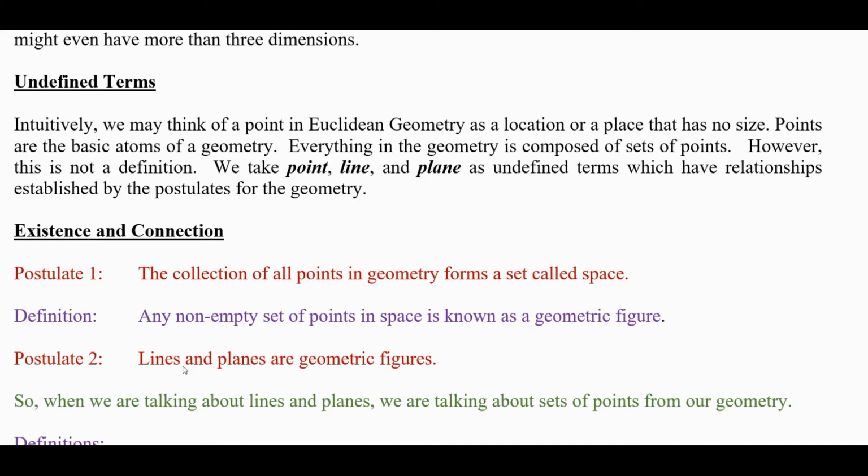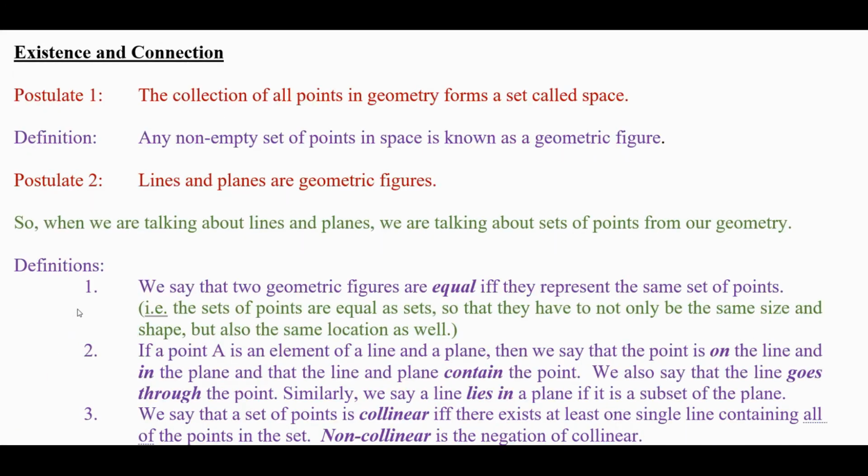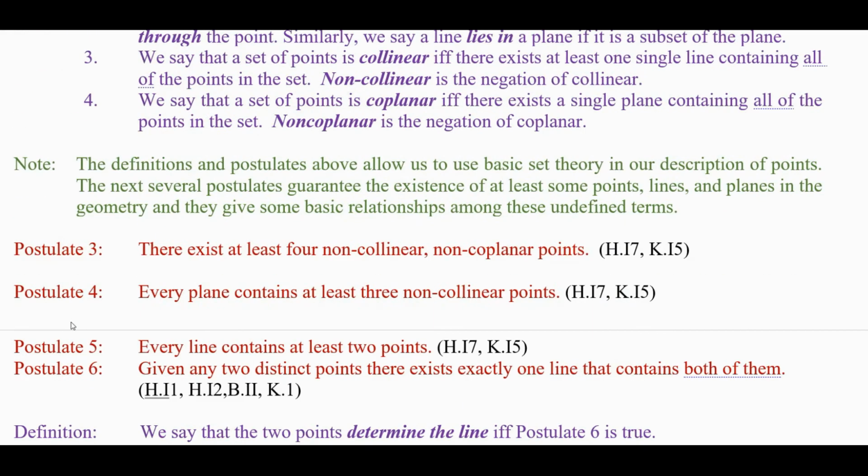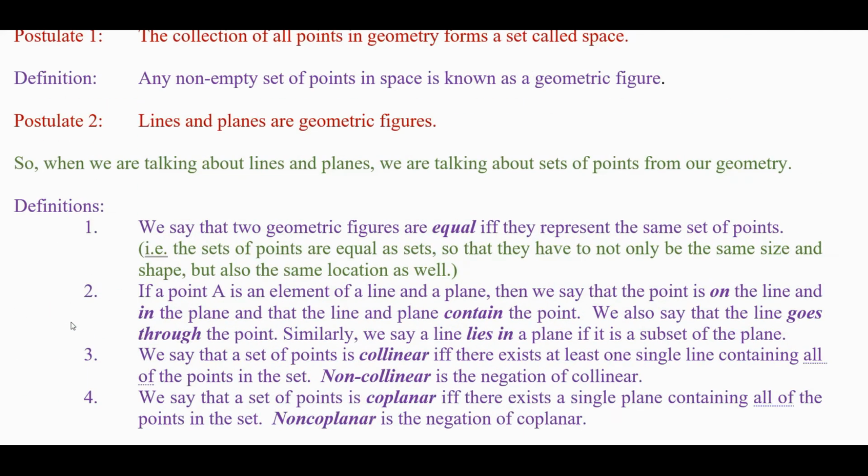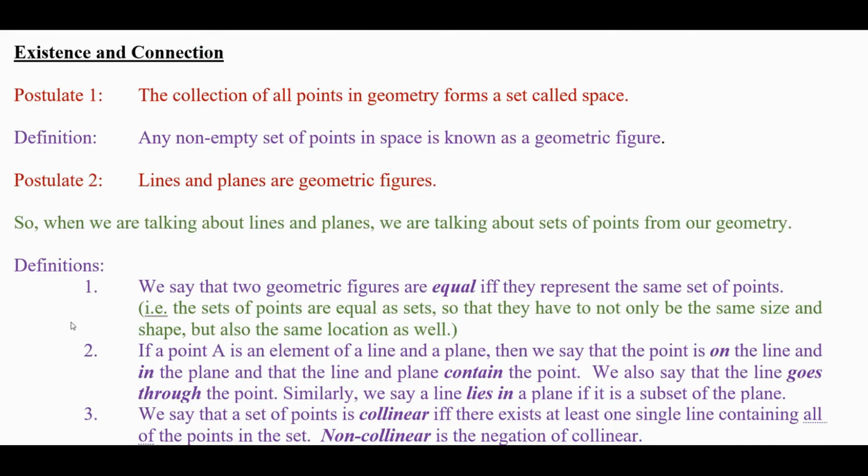So here we go, and I do use a color coding here. If it's a postulate, it's going to be in red, definitions are purple, and then comments are in green, and propositions are in blue. So that can maybe help you just a little bit keep track of what kind of statement it is that we have.